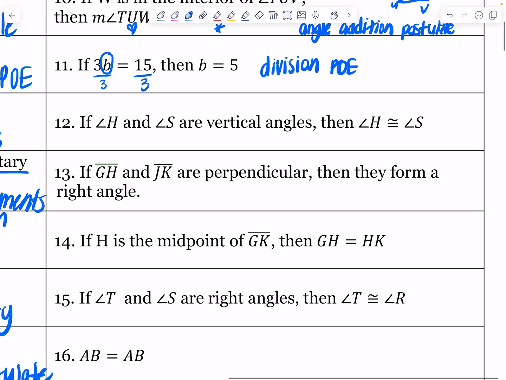If H and S are vertical angles, then you know that angle S is congruent to angle H. If I were to draw that out, if those are vertical angles, then they have to be congruent. What is that called? That is our vertical angles theorem, our VAT. It says if two angles are vertical, then they are congruent to each other.